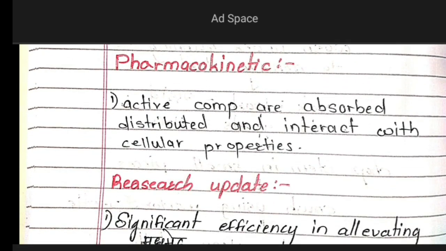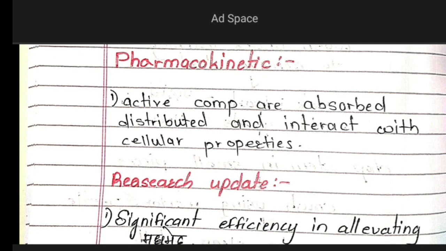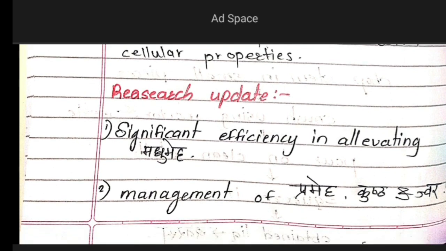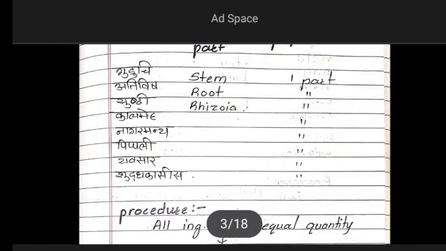Pharmacokinetics: active components are absorbed, distributed, and interact with cellular properties. Research updates: significant efficacy in alleviating Madhumeha, management of Prameha, Kushta, and Jwara. This is all about Guduchi Swarasa. Next point is Guduchi Churna.